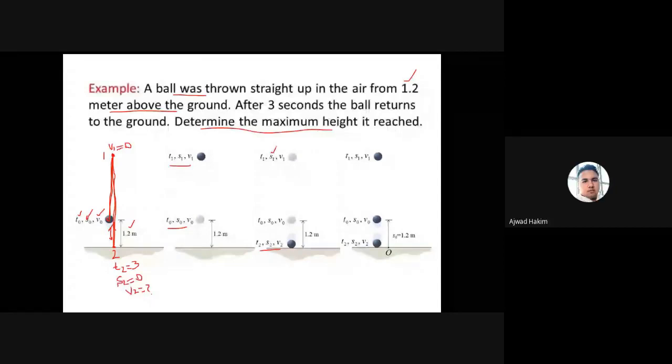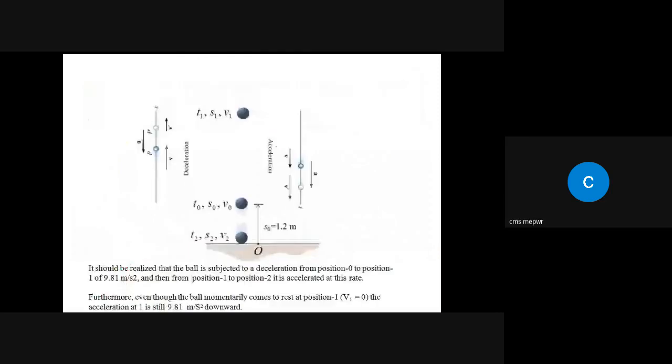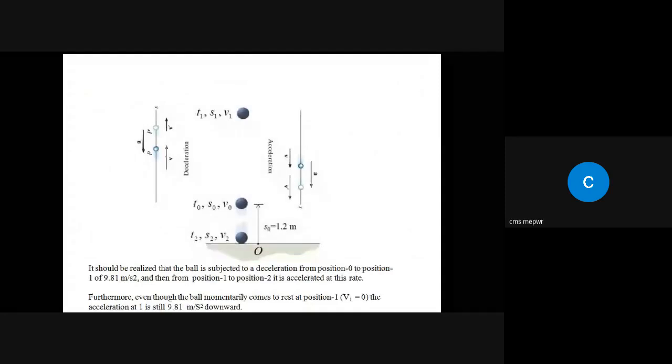Has the question been understood? In mechanics, if you understand the question and the whole statement, then solving becomes a little easier. Okay, so now what they are saying: initially when you throw the ball upward, the initial velocity was more, and then the velocity started decreasing until it reaches 0 at this position.